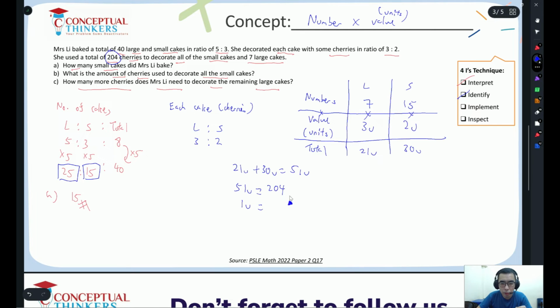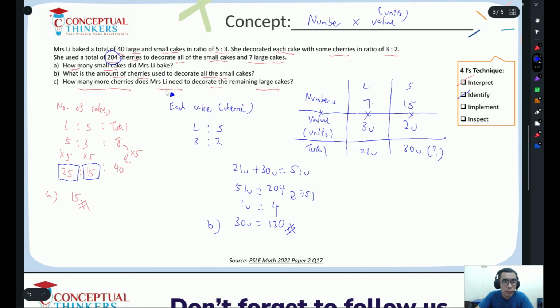So 1 unit will be 204 divided by 51, so I should get 4. Okay, now let's look at what the question asked. What is the amount of cherries used to decorate all the small cakes? So this means that 30 units will be my question marks. So I'm going to find 30 units here. So that will give me 120. So 120 will be my part B answer.